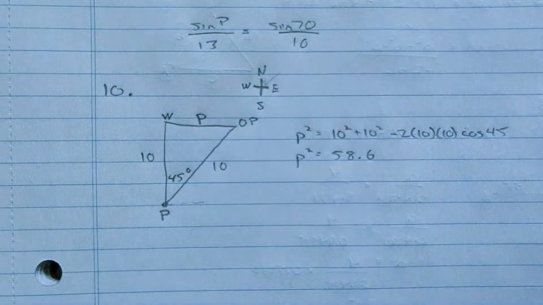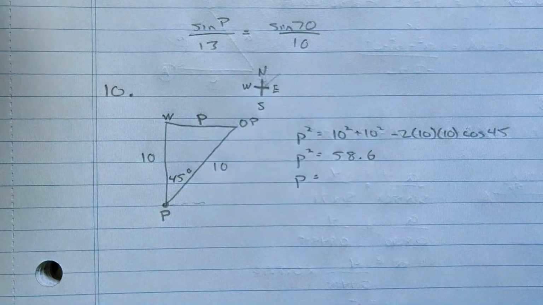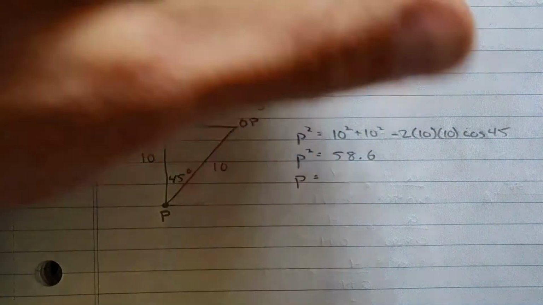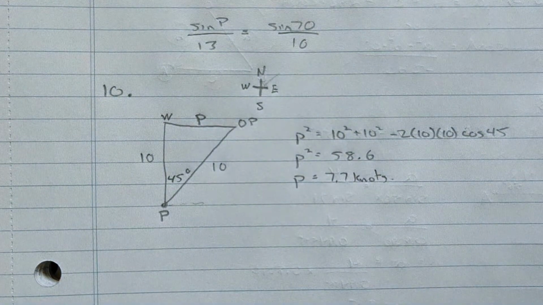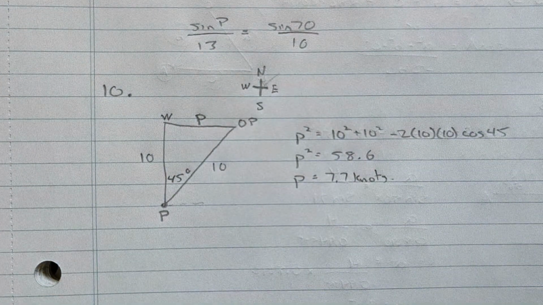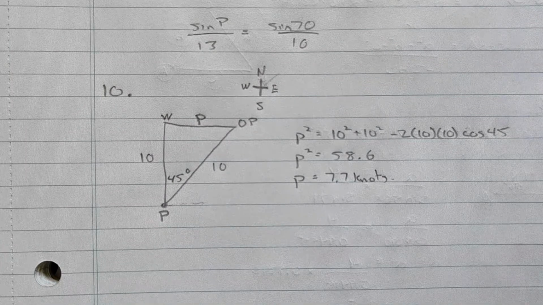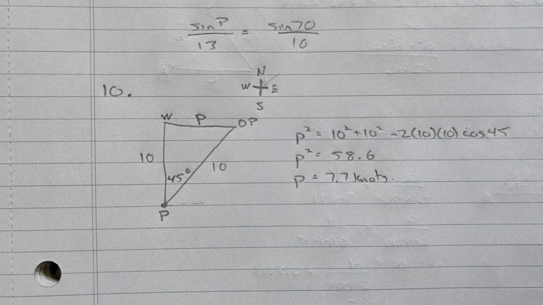And you get 58.6. And then we just take the square root to get the p-value. And that works out to about 7.7 knots. So they're about 7.7 knots apart. The next part said, how far apart are they after 2 hours?